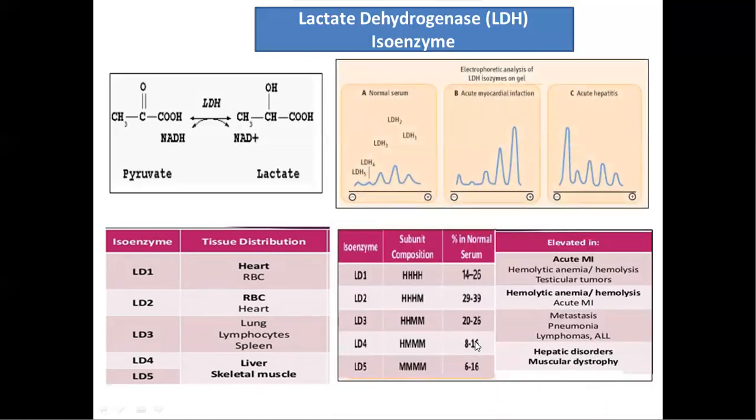This graph is telling about the cause of organ damage. Here, this is a normal graph. So we are comparing the acute myocardial infarction graph with the normal graph. If you see in acute myocardial infarction, the LD1 and LD2 levels will be increased. The peak area of LD1 and LD2 will be increased when compared to the normal serum graph. In case of acute hepatitis, the LD5 concentration will be increased when compared with the normal serum graph, which is the indication of acute hepatitis.